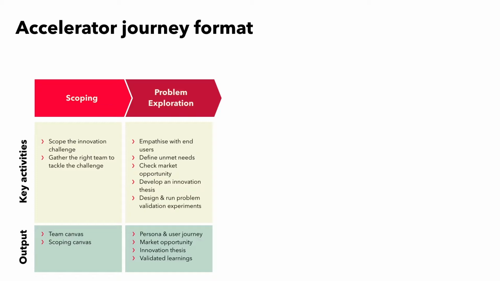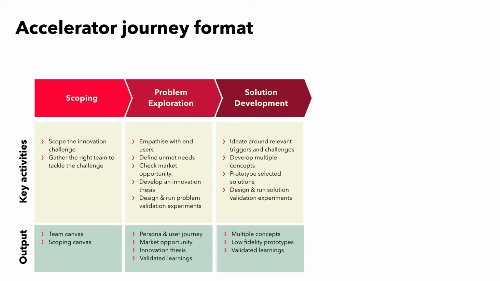Once the problem is clearly understood, teams move onwards towards solution development, where they're going to ideate around relevant triggers to come up with new, non-obvious ideas. They will develop multiple concepts, prototype a couple of those, and then run experiments to validate if that solution is actually solving the user's problem.